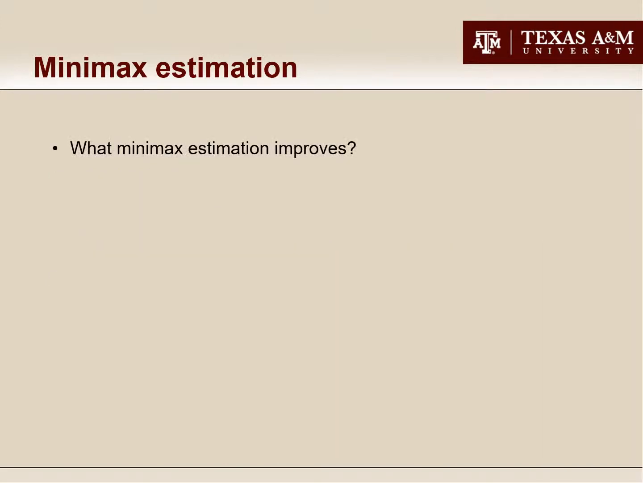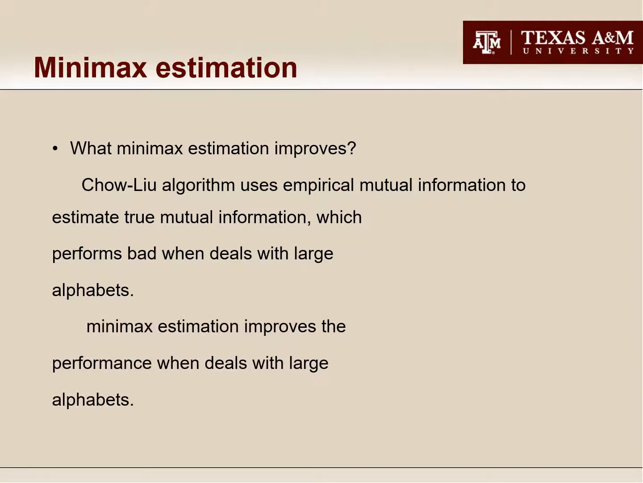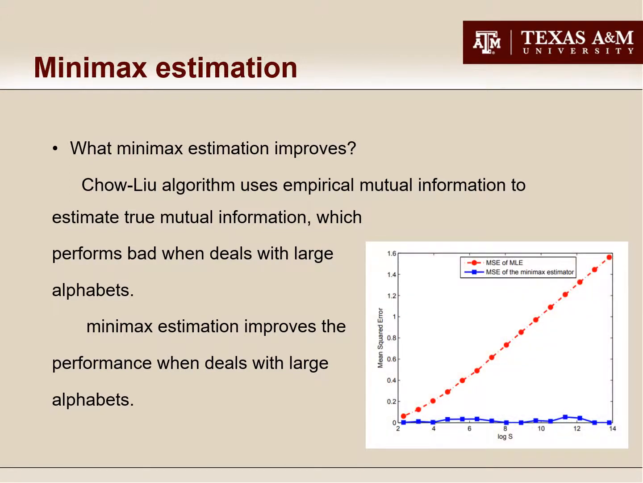What does the minimax estimation want to improve? Because as we know before, the Chow-Liu algorithm uses empirical mutual information to estimate true mutual information. This can perform very badly when dealing with large alphabets, and the minimax estimation is trying to improve the performance when dealing with large alphabets. Here is a graph to describe how bad the performance will be when dealing with large alphabets. We can see that the mean square error becomes very large when the number of variables becomes very large.